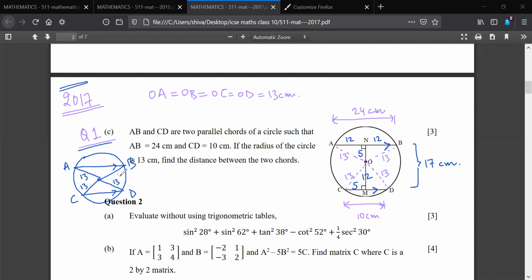Mr. Rudra, any doubt about this? No, sir. So, because they are the radius of the circle, all of them would be 13 centimeter.